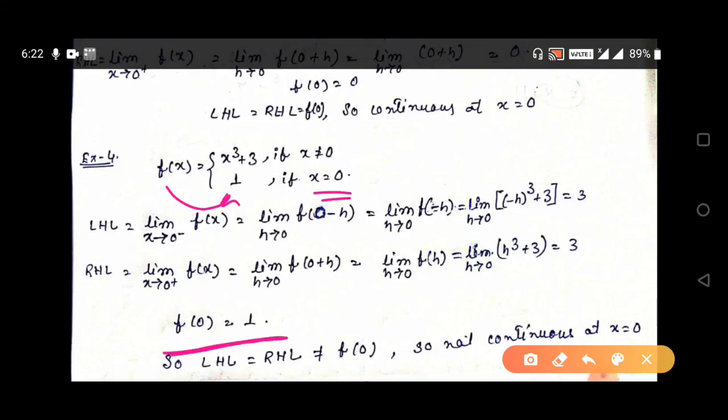Now you see, left hand limit is equal to right hand limit, which is not equal to the value of the function at x equal to 0. So the function is not continuous at x equal to 0.